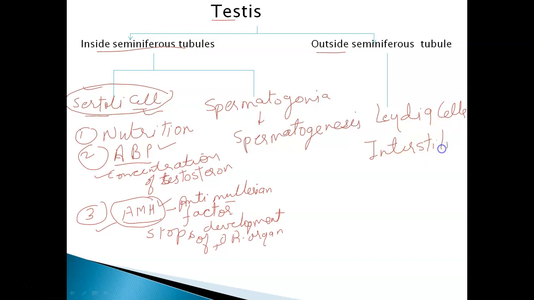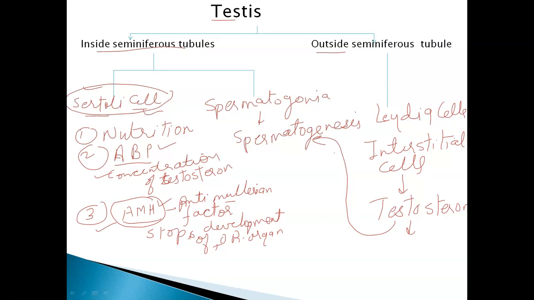So interstitial cells. Now these interstitial cells secrete androgen, and the important androgen is testosterone, which is the male hormone, and this testosterone will be important for the development of secondary sexual character also, and it has a paracrine effect also, that it helps in spermatogenesis.